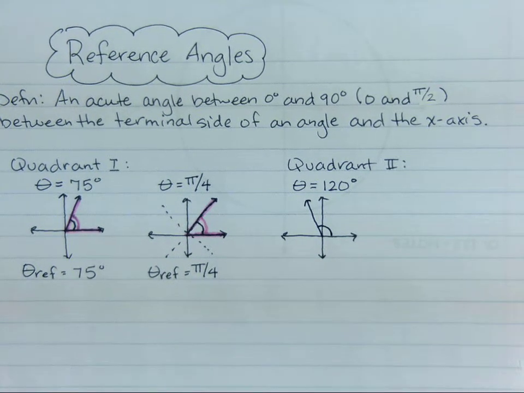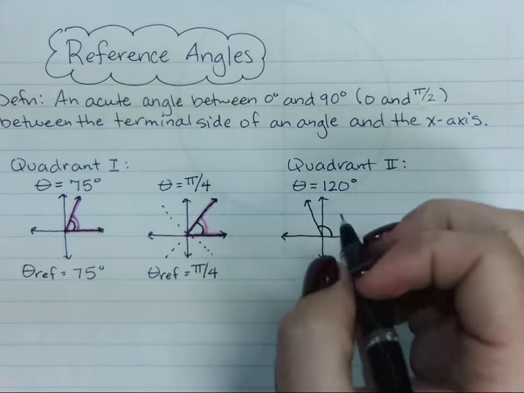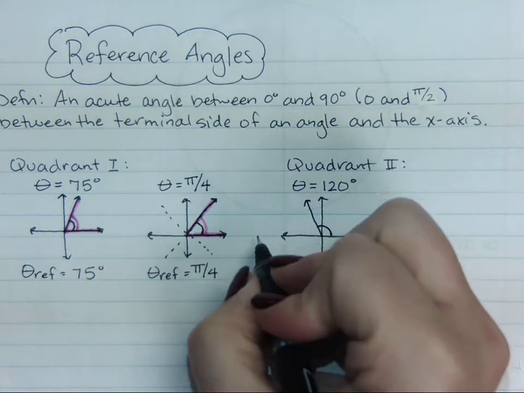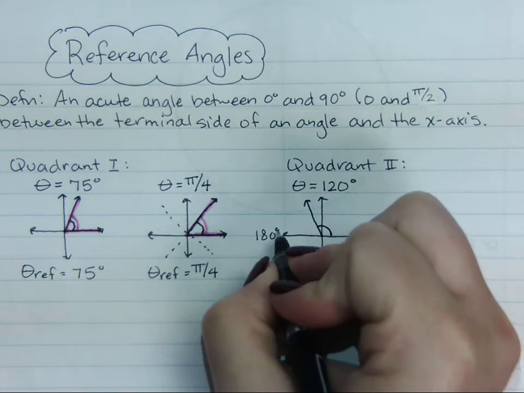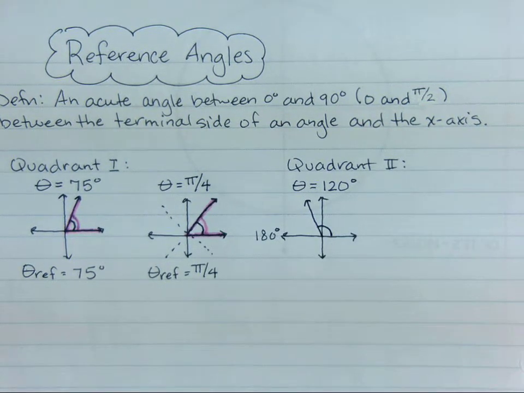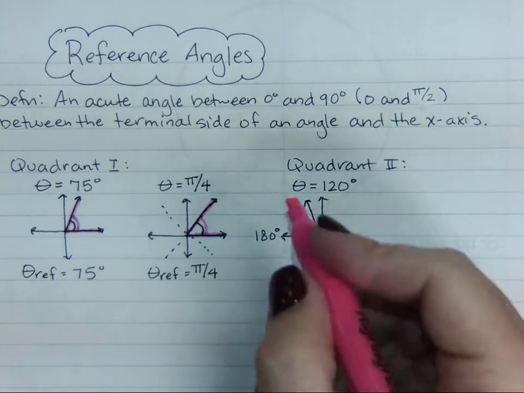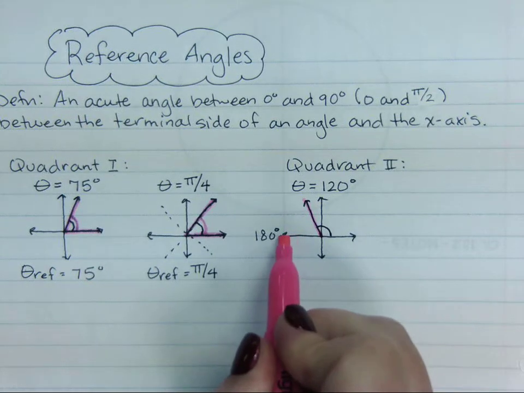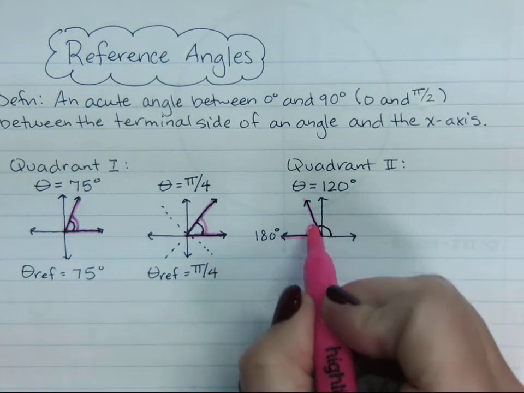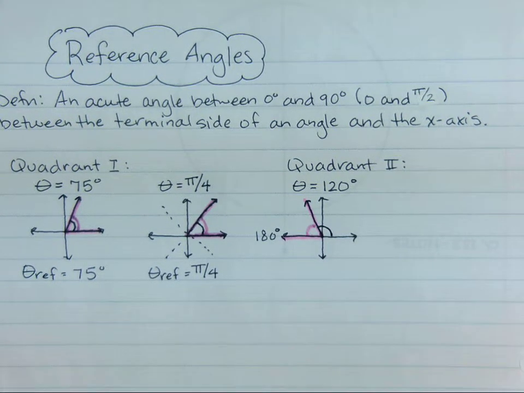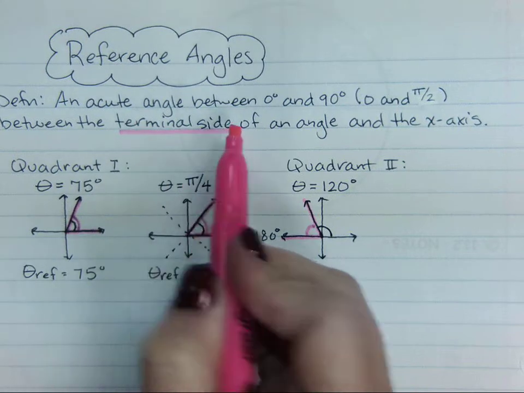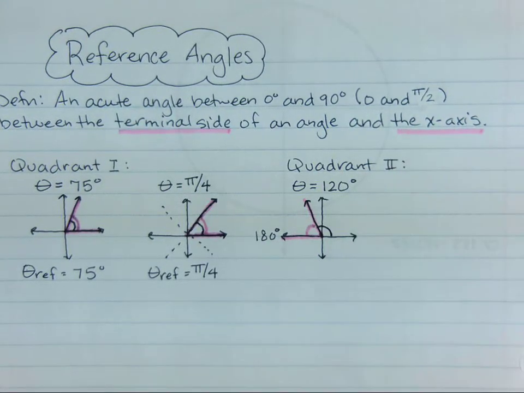Now, you have to remember a little bit about what the values are in degree measure on the x-axis here. And so the closest x-axis to where my terminal side is 180 degrees. And so because this is my terminal side, this is my x-axis, this small piece right here is considered my reference angle. So it's always between the terminal side and the x-axis, always.